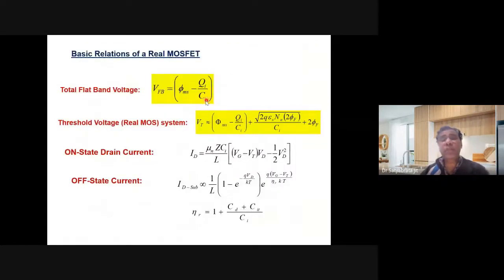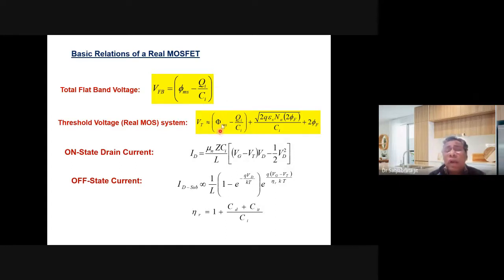Now this work function difference is nothing but phi ms, right? That is the flat band voltage. So threshold voltage can be controlled by the flat band voltage, and flat band voltage can be controlled by the work function difference between metal and semiconductor, right? And again, this portion, the oxide charges, insulator charges, can also be minimized. Mostly that is beyond our control, but by improving the fabrication techniques, the QI can also be optimized.